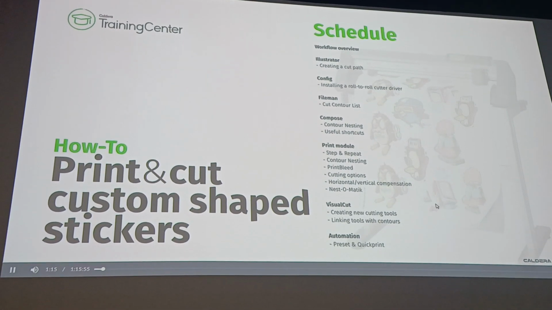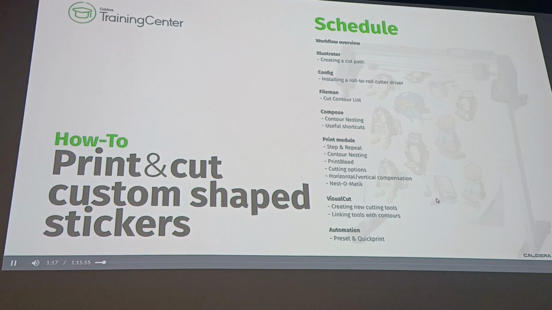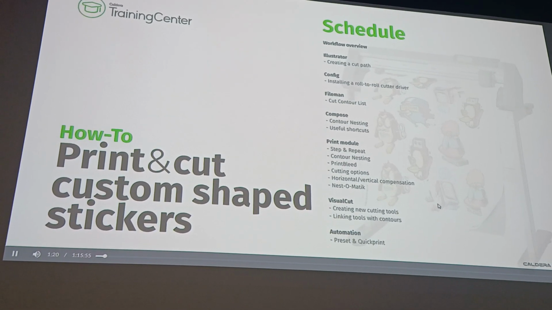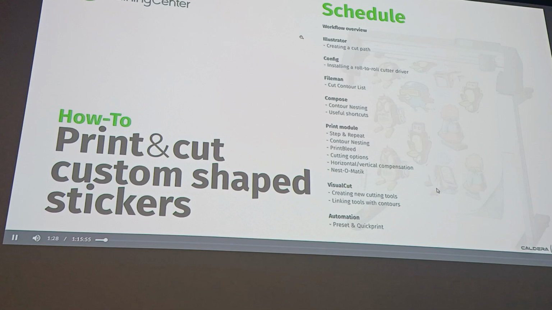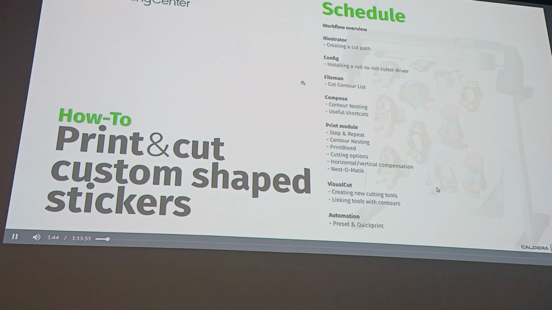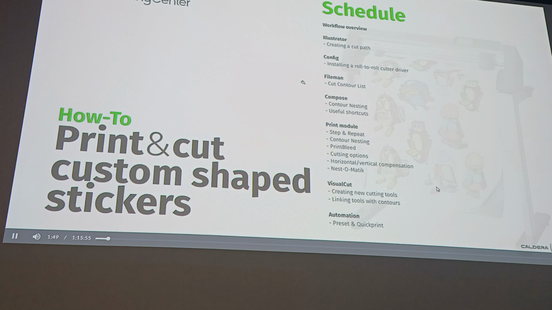So first, I'm going to bring you through the workflow overview of the print and cut workflow in CALDERA software. I will speak a little bit about Illustrator and how to create a cut path for it to be recognized properly by CALDERA software. Then I will show you how to install both roll-to-roll cutter and flatbed cutters. I will speak about the file manager and how you can manage the cut contour list and how you can manage different types of cut contour within CALDERA software.